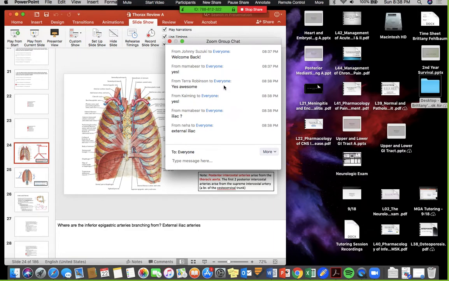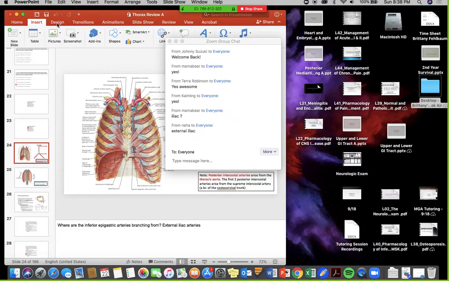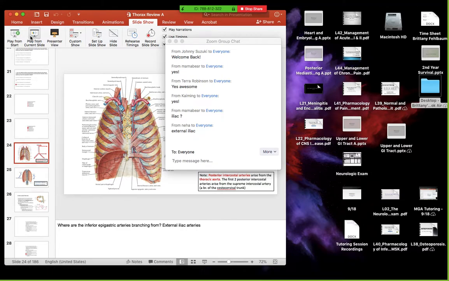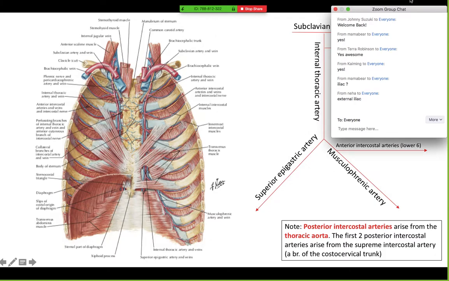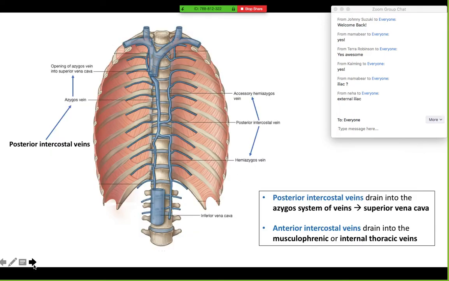Right, the external iliac artery. So just make sure that you know that. That's something that's difficult to remember and something that they might ask because it's not really intuitive. So superior epigastric from the internal thoracic, and then inferior epigastric from the external iliac.